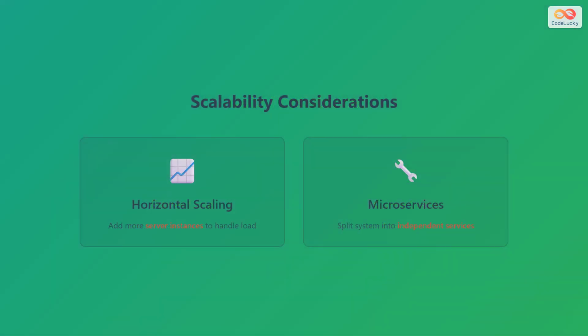As the game grows, scalability becomes increasingly important. Horizontal scaling involves adding more server instances to handle the increased load. Microservices architecture splits the system into independent services, which allows for independent scaling and easier maintenance.